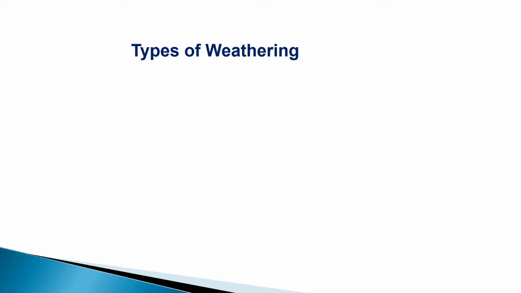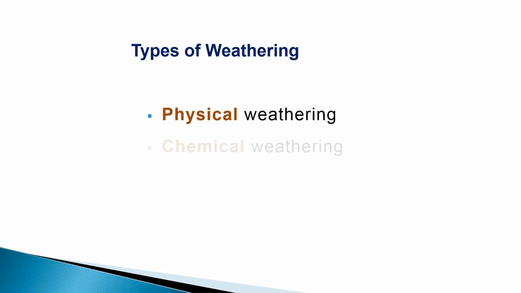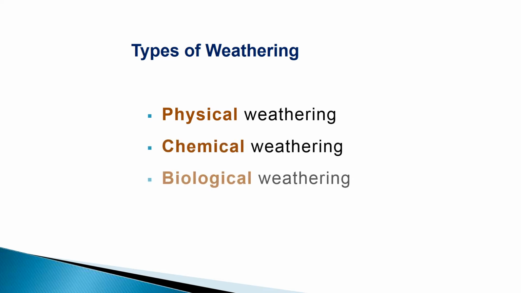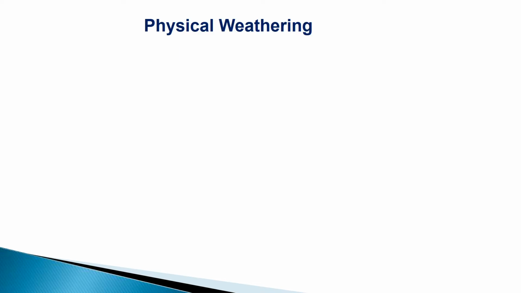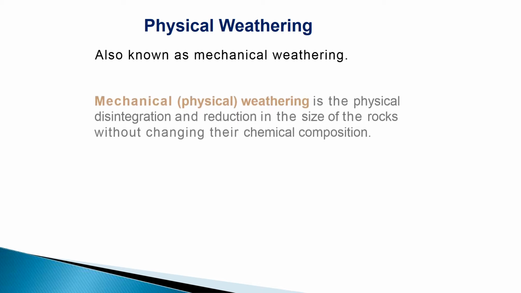So what are the types of weathering? We have three main types of weathering: physical weathering, chemical weathering, and biological weathering. Let's start with the first type, which is physical weathering, and it is also known as mechanical weathering. Actually, we call it mechanical weathering because it always includes a lot of movement and mechanical things happening to the rocks, like transportation, things getting fractured. So it's mechanical, not only physical, but mechanical too.